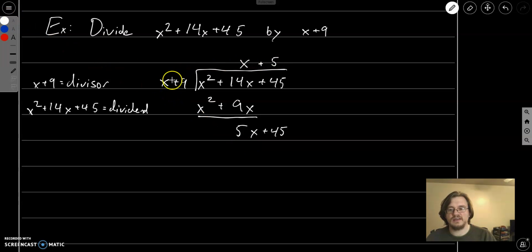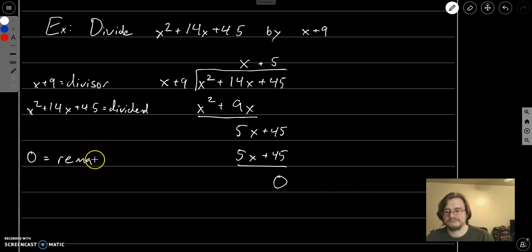We multiply 5 times x plus 9. So we'll have a 5x, and a 5 times 9 is a 45. So when we subtract these, we get 0. So our remainder is 0. And our quotient is going to be x plus 5.